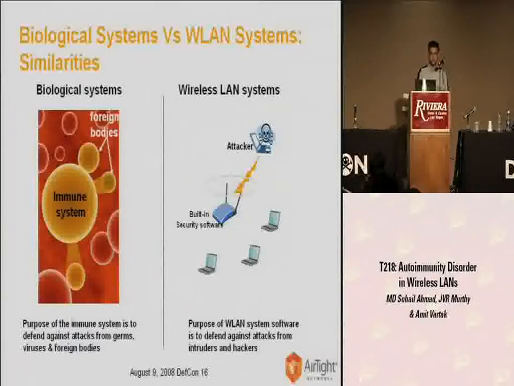So here is a biological system. There exists an immune system. The purpose of the immune system is to defend against attacks from viruses, germs, or foreign bodies. In the same way, in wireless LAN systems, the purpose of WLAN security software is to defend against intruders or hackers. The job of the immune system is to keep foreign bodies away from healthy bodies. In the same way, the job of WLAN software is to keep unauthorized users or hackers away from authorized networks.